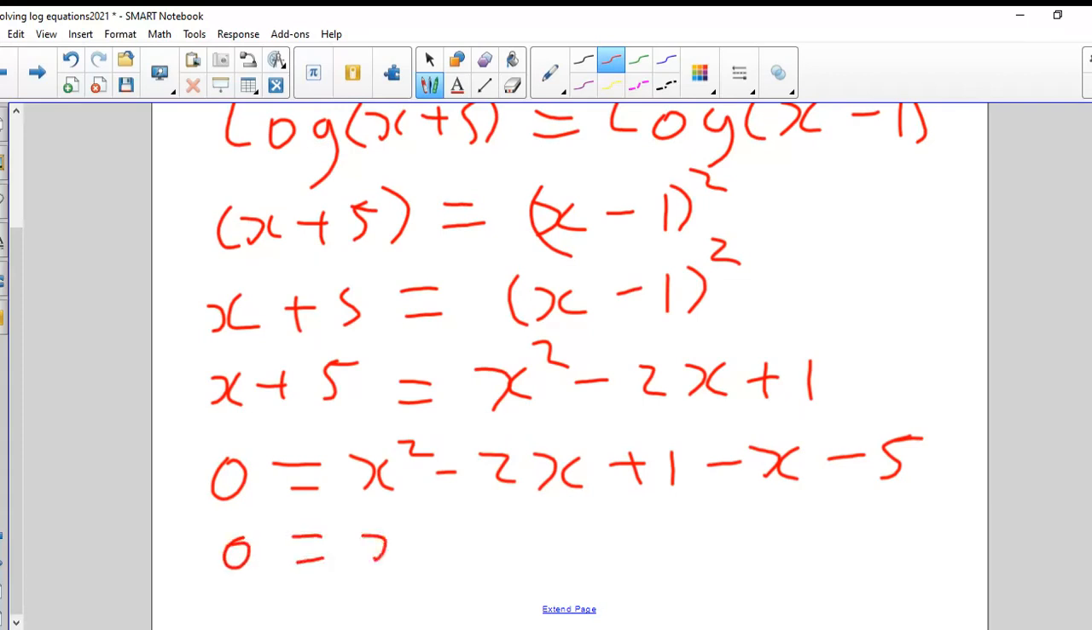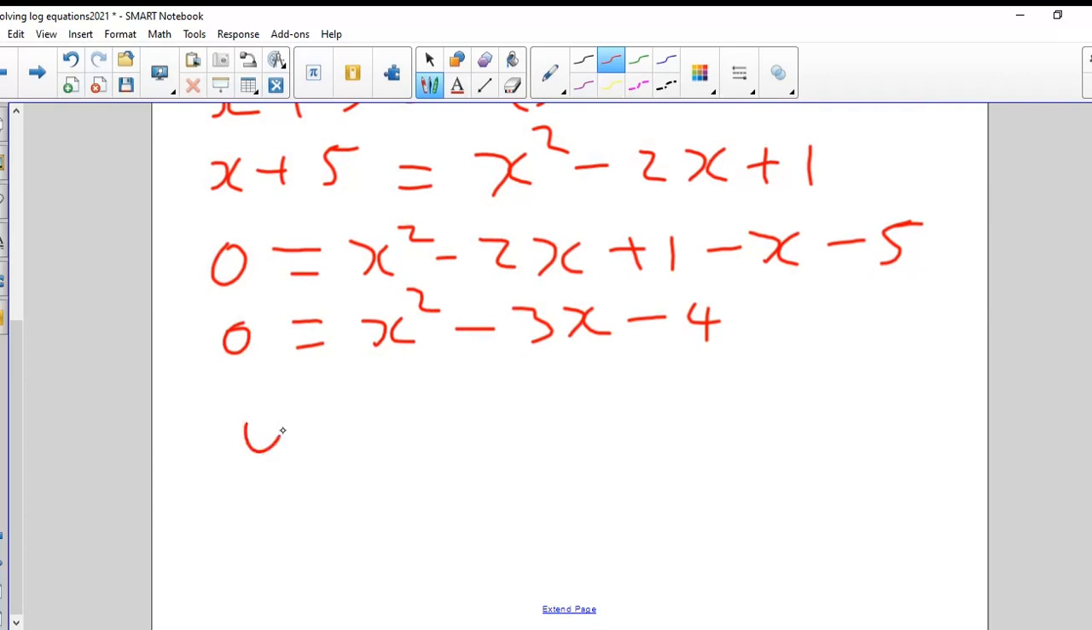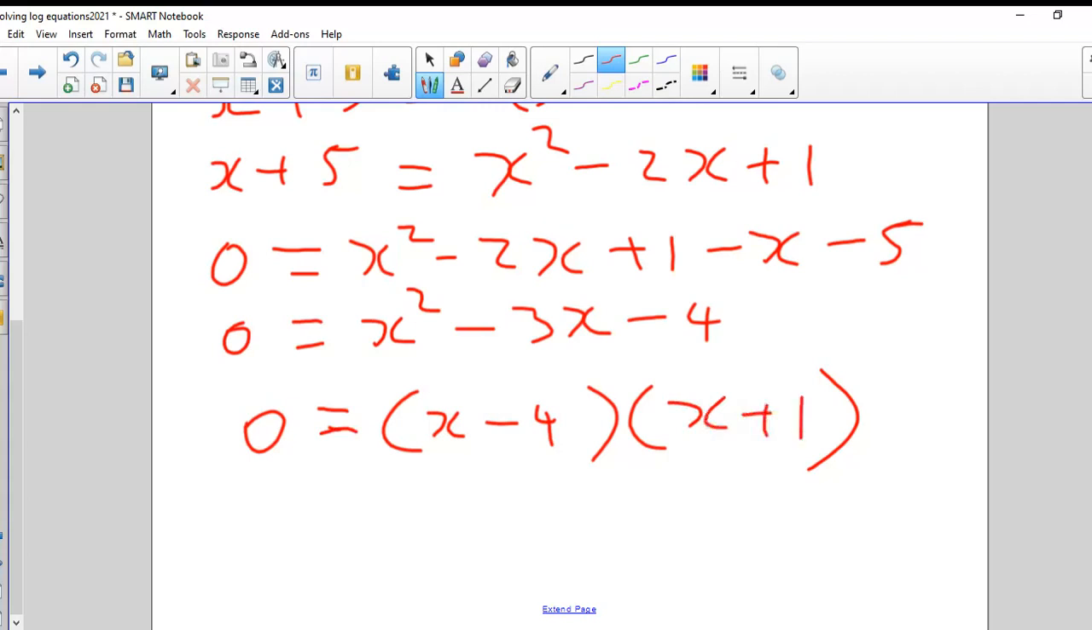Collect like terms, good. So that will be minus 2x minus x, which is minus 3x. And then 1 and minus 5 is minus 4. And yes, we should be able to factor this. And the factors are x minus 4, and of course x plus 1, which means that x is equal to 4 and -1.